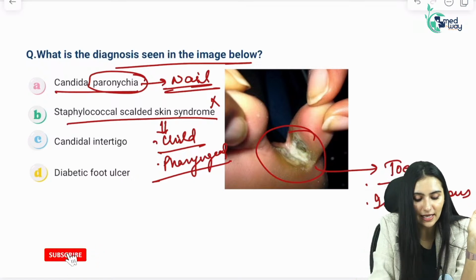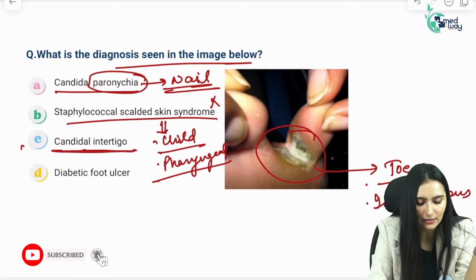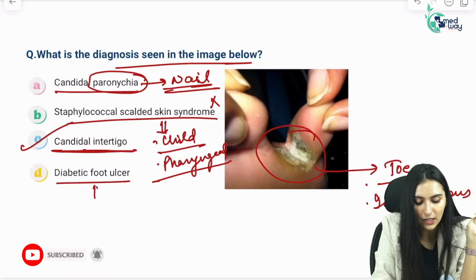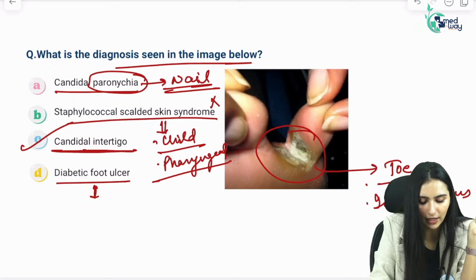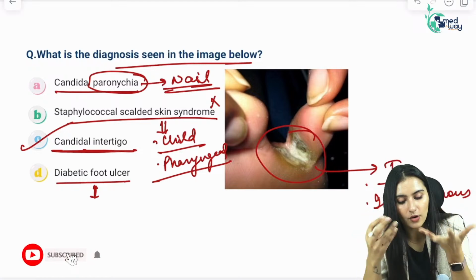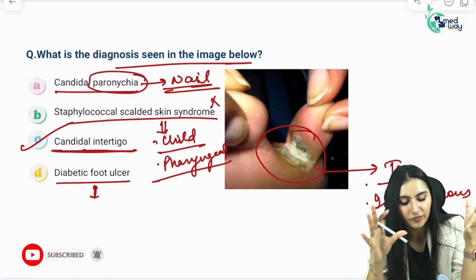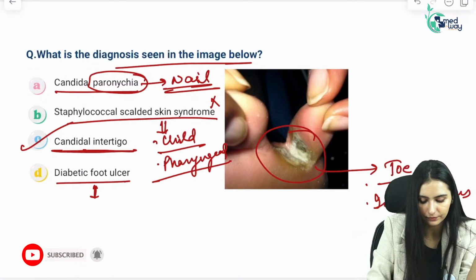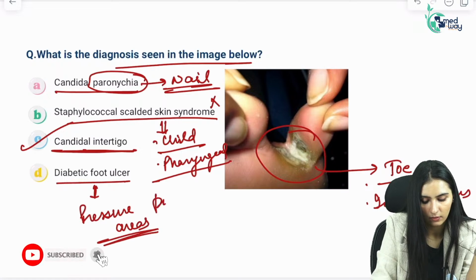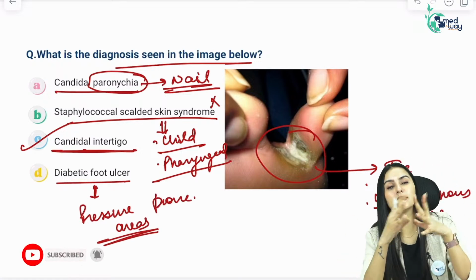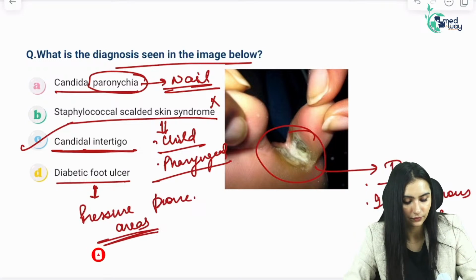It is an intertriginous area. Candidal intertrigo is the answer. Diabetic foot ulcer. It will be at the pressure points. Okay, so maybe a heel or the ball of your great toe, they are going to be involved. Pressure areas. Okay. So, this is a candidal intertrigo.